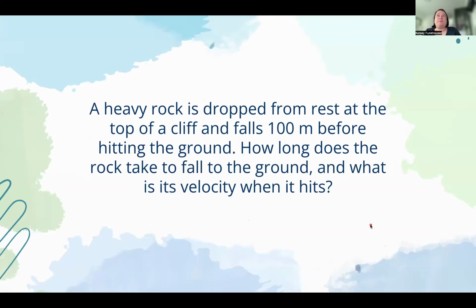A heavy rock is dropped from rest at the top of a cliff, and it falls 100 meters before hitting the ground. How long does the rock take to fall to the ground, and what is its velocity when it hits?